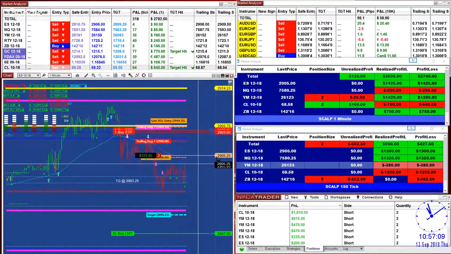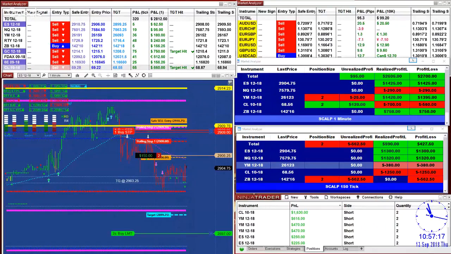This is the only trade on the price action we have. We don't have anything anymore. We are totally flat. We are waiting on a new signal. Oh, here it is.